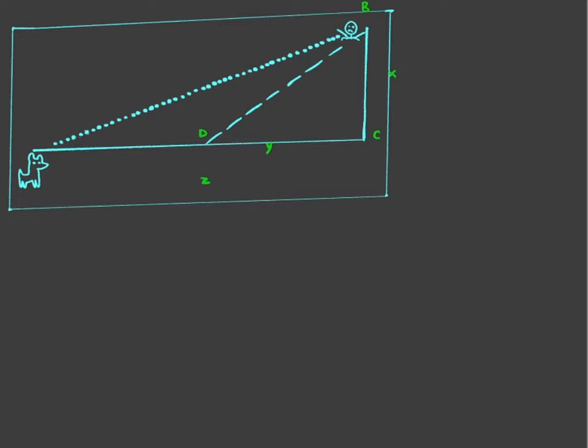Point B is Mike. Point C is the point on the beach orthogonal to Mike, in relation to the beach, and point D is the optimal entry point for Lassie, assuming Lassie is faster on land than in water. X is the distance from Mike to the beach, Z is the distance from Lassie to point C, and Y is the distance from the optimal entry point to point C. We will represent Lassie's speed on land with r, and her speed in water with s.